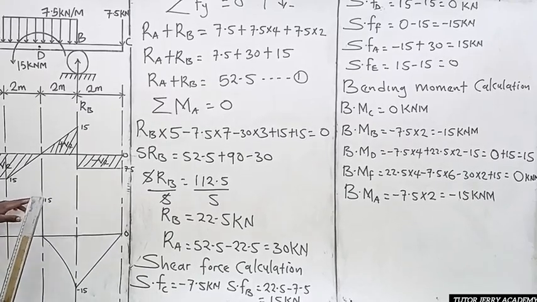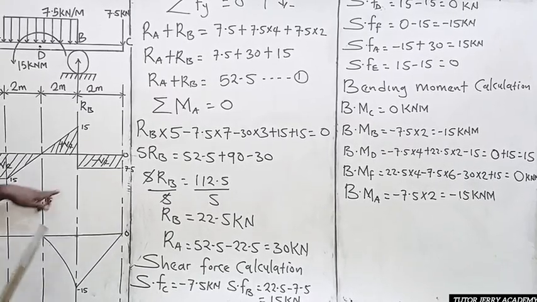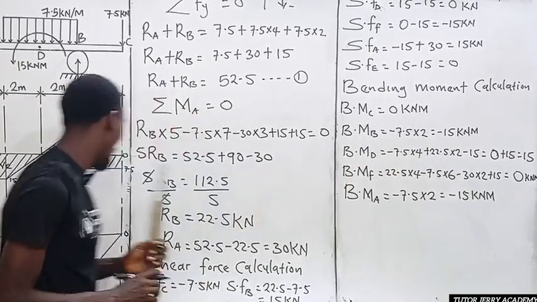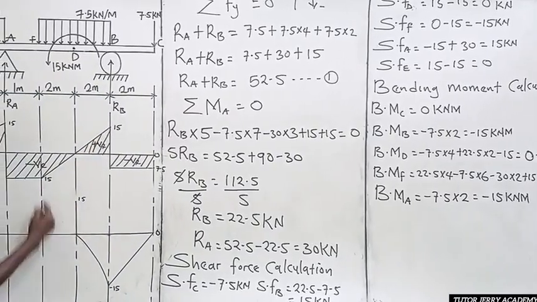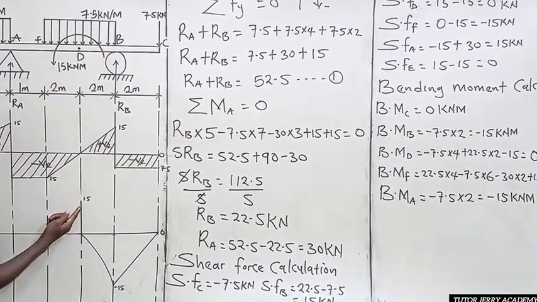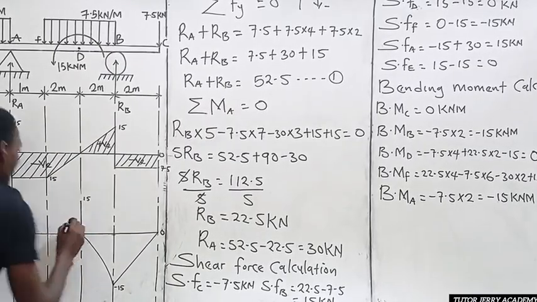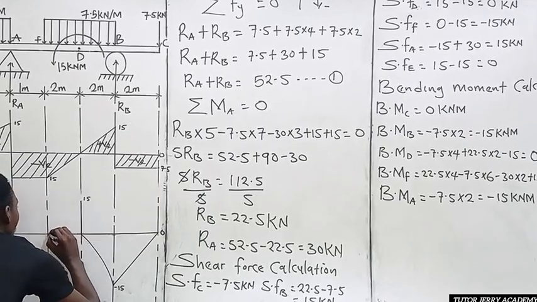Now from 15, it moved to, that is the bending moment at F. The bending moment at F is 0. So it moved to 0. So don't forget it's a uniform distributed load. We are going to bring back our curve. So we are going to have a curve here. We're going to have a curve here.